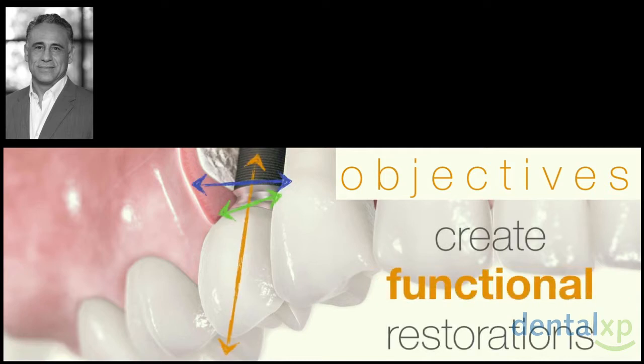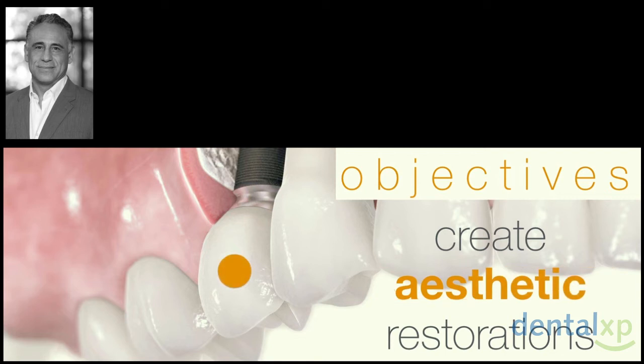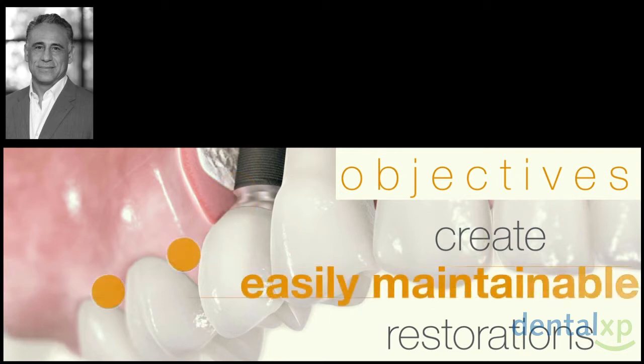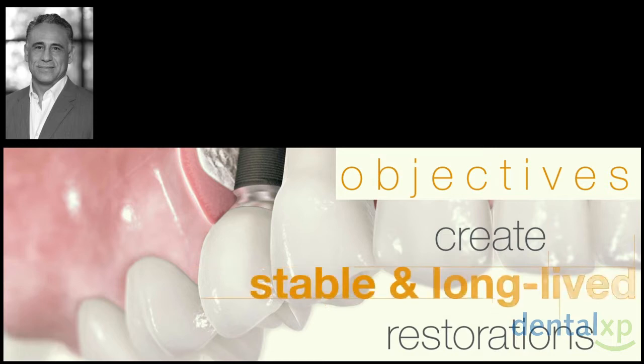So what are the objectives that I consider whenever I treatment plan any type of implant case? This is not just for posterior maxilla, but in any type of a mouth. My objective is to create functional restorations. Very, very simple. I want them to look great. I want them to be aesthetic. I want them to be biologically compatible restorations. I want them to be easily maintainable, cleansable, and well maintained by the patients. And also keep it as stable and as long-lived as possible.